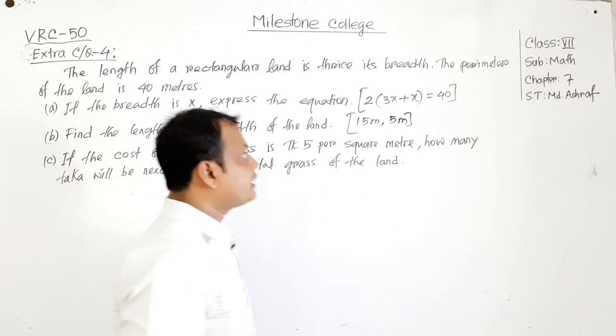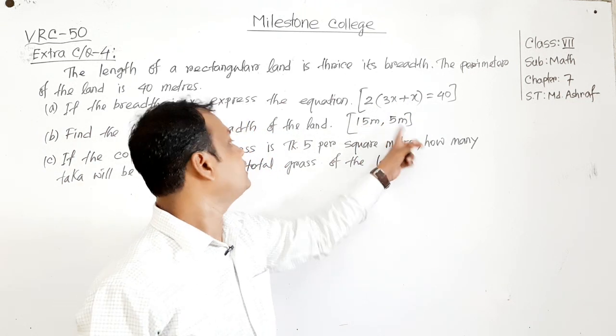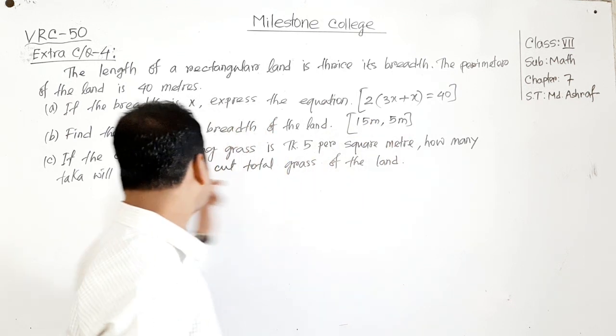So the value of x will be 5, and 3 times 5 will be 15, and the unit will be meter. So this will be the length and breadth. This is the answer for B.